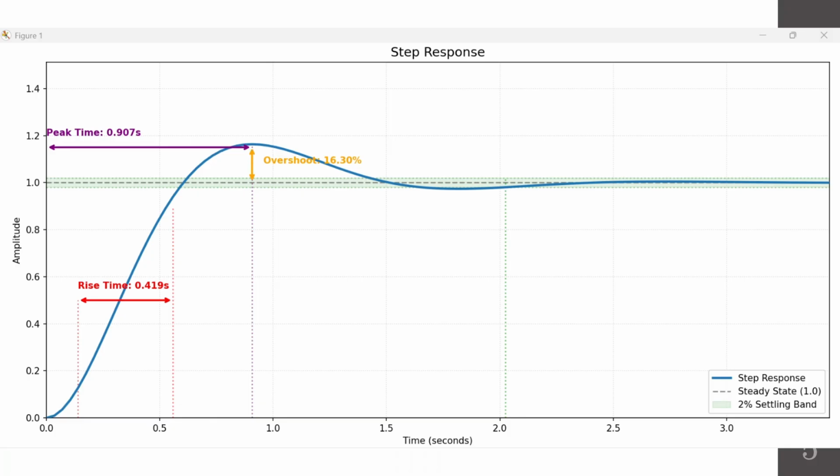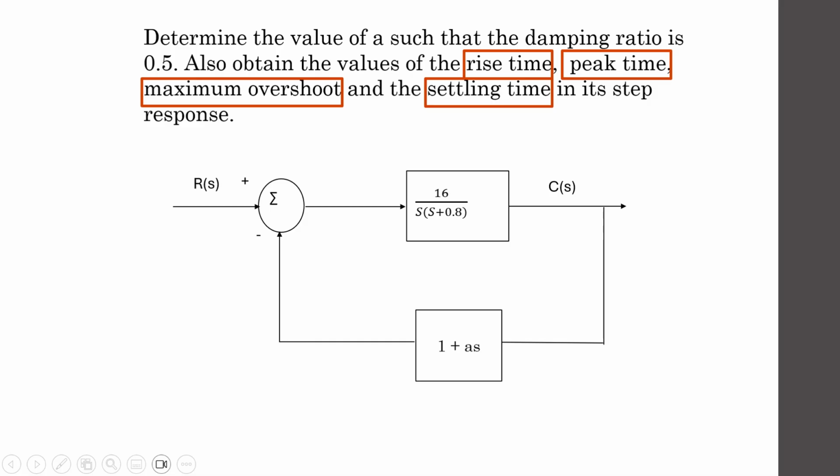Too much overshoot can damage sensitive hardware. Settling time is the time it takes for the oscillation to finally die down and stay within a small range of the final value. I'm handing it over to my colleague now to start with the derivation and lead us through the calculation.